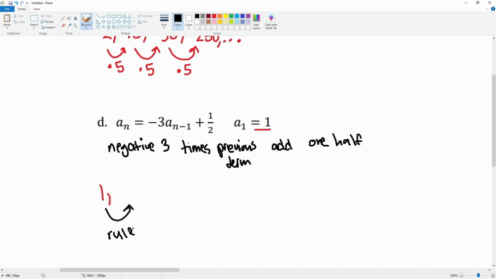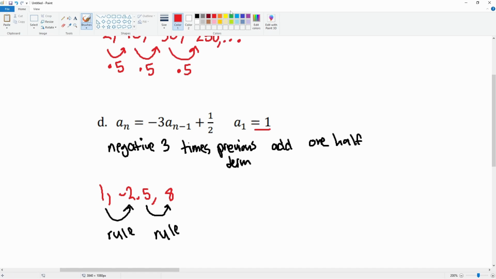So we have our 1. We're going to multiply that by -3. Then we're going to add 1/2. That gets me a decimal answer of -2.5. I'm now going to apply that same rule again to get my next term. Multiply this by -3, then add 1/2. That's going to get me 8.